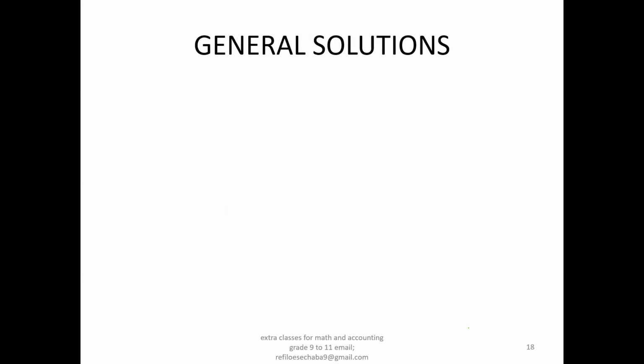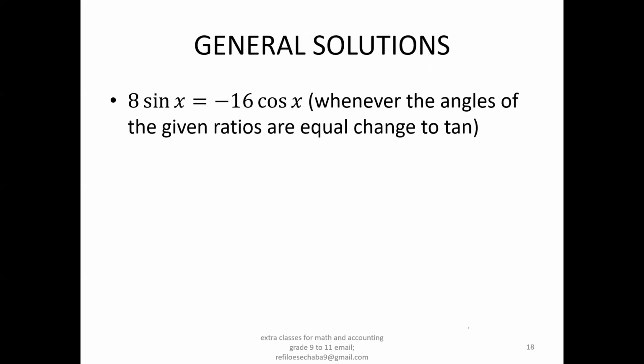We have a lot, trust me. Now, here is another one. Obviously, we've never done something like this. Whenever the angles of the given ratios are equal, change to tan. Do you get that? If you've got sine on one side and cos on the other side and the angles are the same, like this one here, this is the same as that. All you have to do is change this to tan. What is tan, by the way?